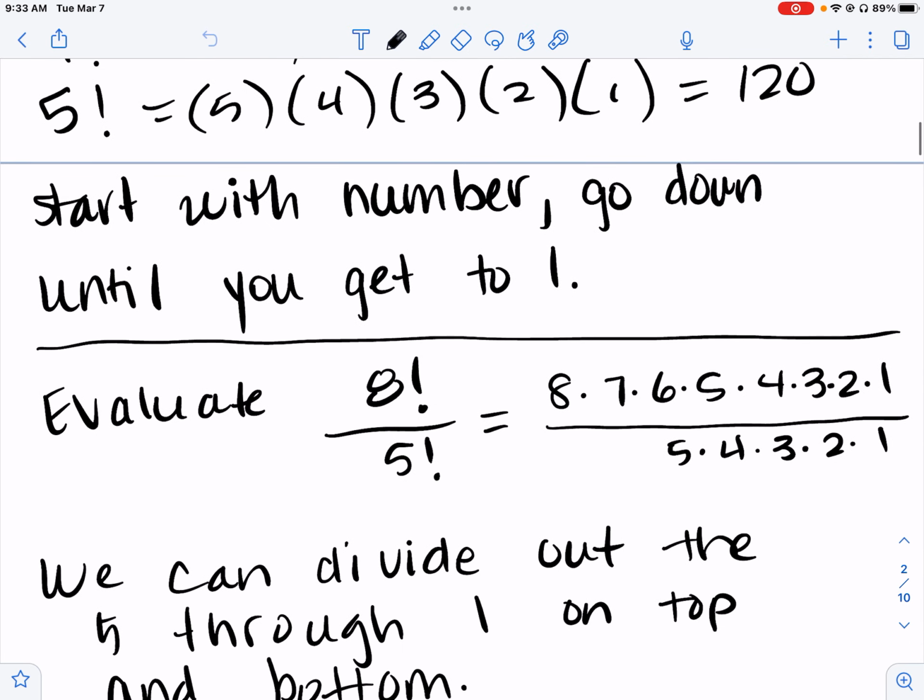Start with a number, go down until you get to 1, and multiply.